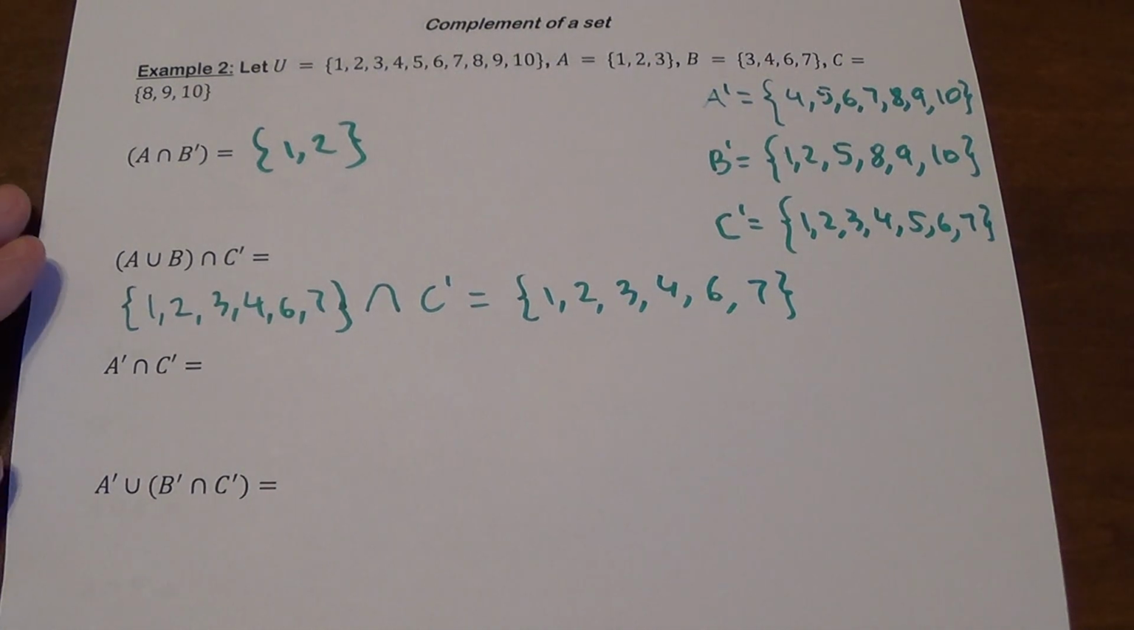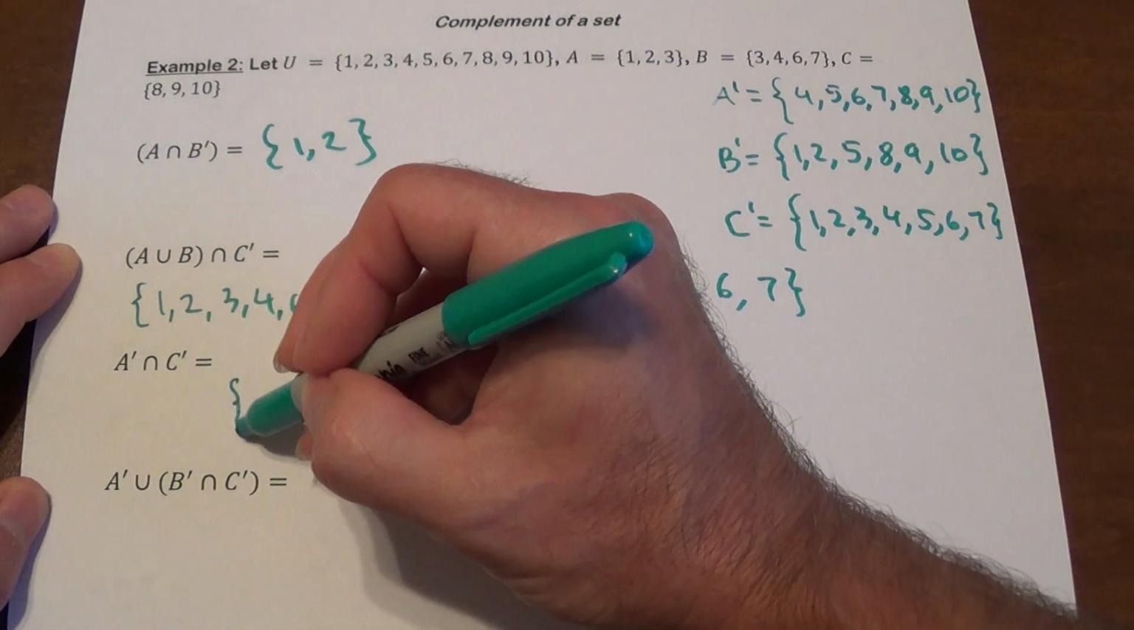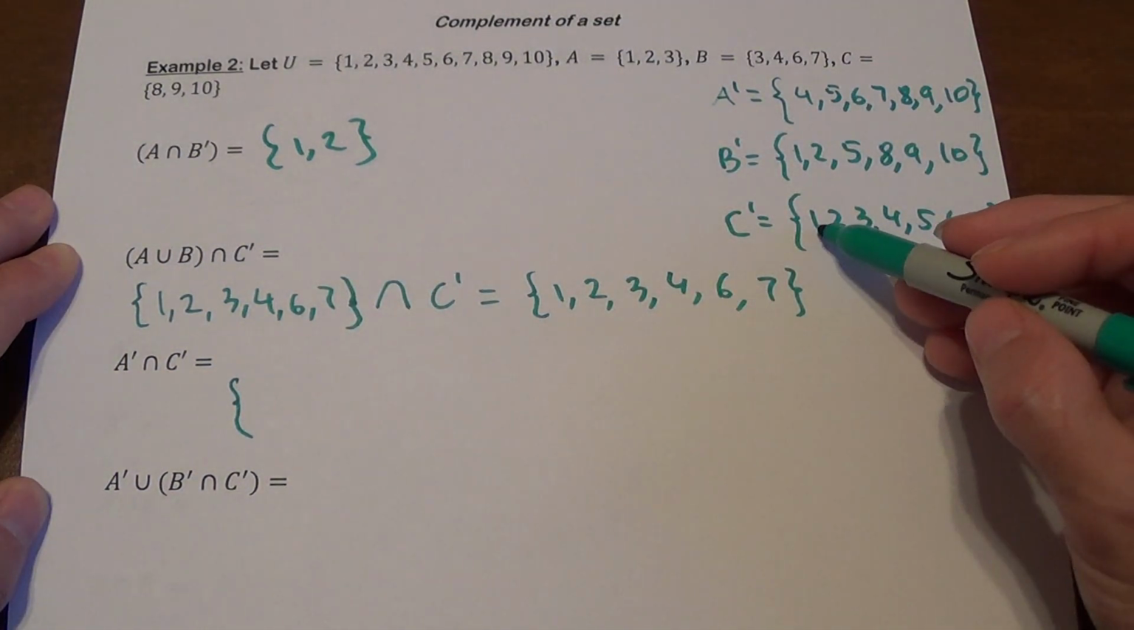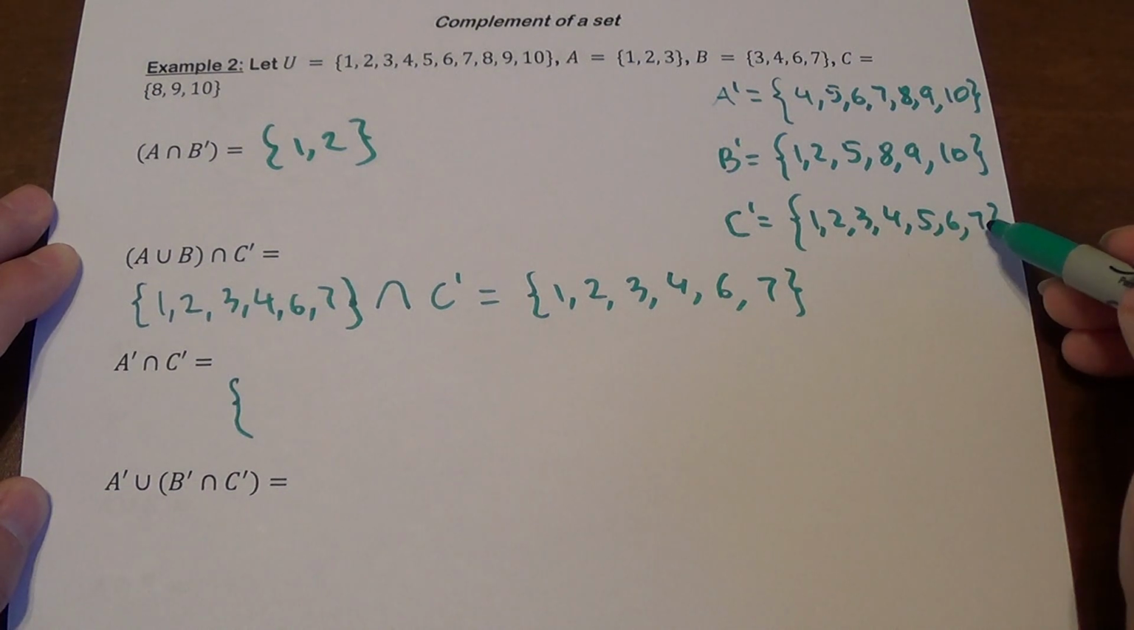Okay, A complement intersect C complement. So here's A complement, there's C complement. So we're looking for common elements, right? So what do we have here? We have 4 and 5 and 6 and 7, right?